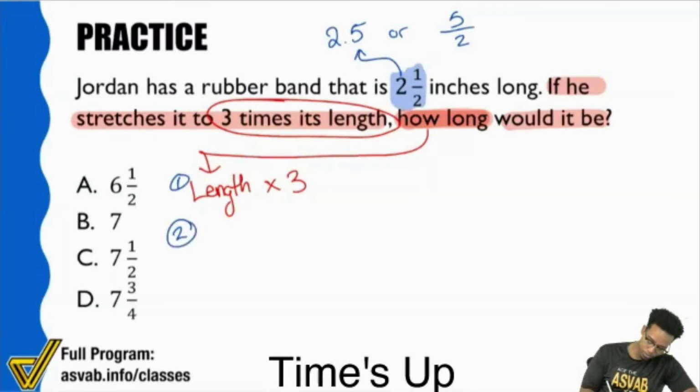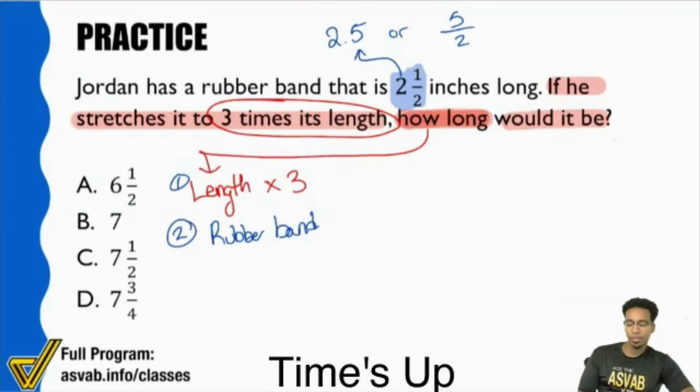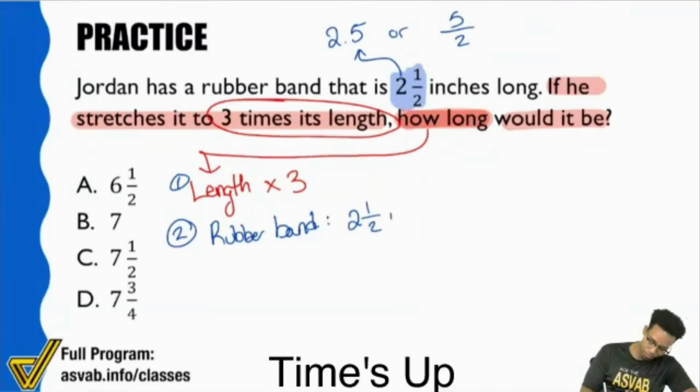Step 2, we have a rubber band. Right here, Jordan has a rubber band that is 2.5 inches long. If he stretches it to 3 times the length, how long would it be? So let's think about the story there. We have that rubber band, and that rubber band is 2.5 inches long. And we're trying to figure out what that length is times 3.